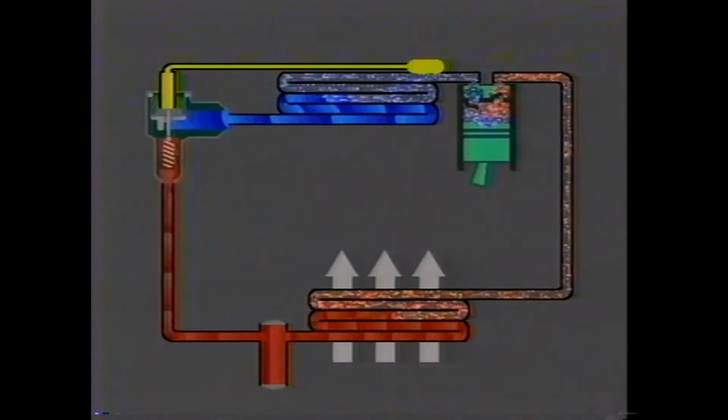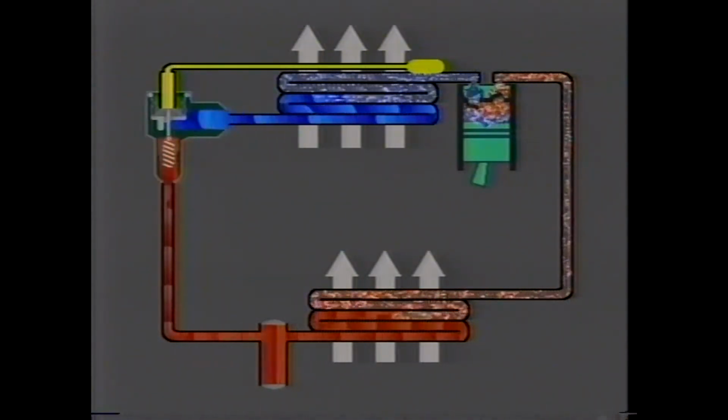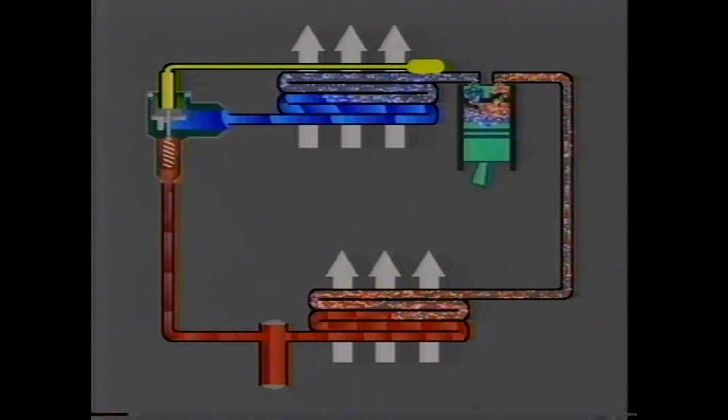the passenger compartment. As the R12 changes into vapor, the blower fan draws air across the cold evaporator coils and directs it out through the dash vents. Moisture in the air condenses on the evaporator, and the water is drained out of the car. The vapor in the evaporator is pulled back to the compressor, and the cycle begins again.